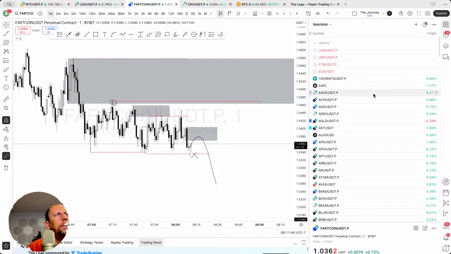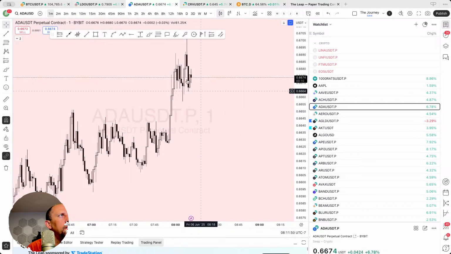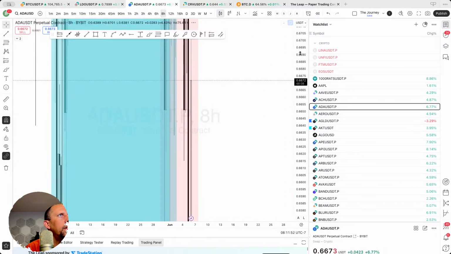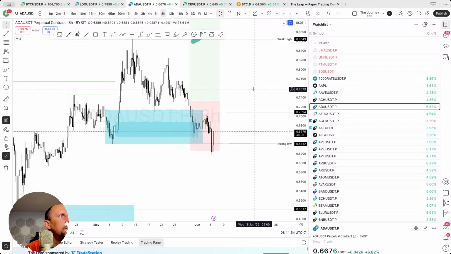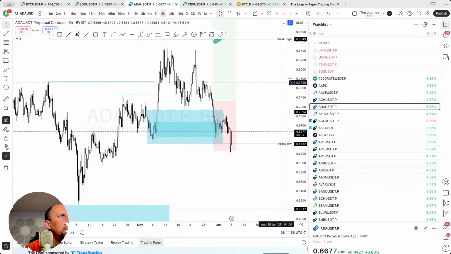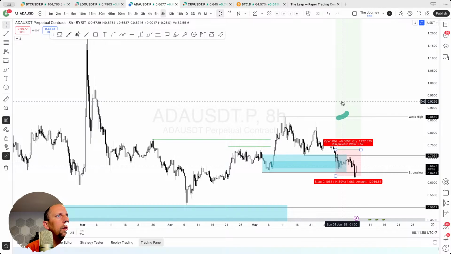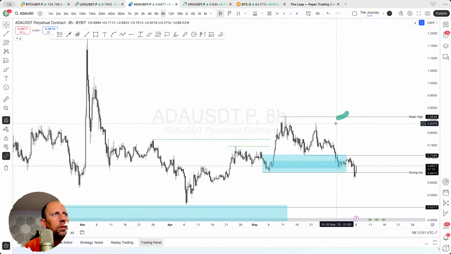All right, I'm going to pick on a couple more coins and then I'm going to head out unless you guys give me something. What is going on with ADA? What is happening on this chart? Okay, we have had an interaction with the strong low. That's all dead.